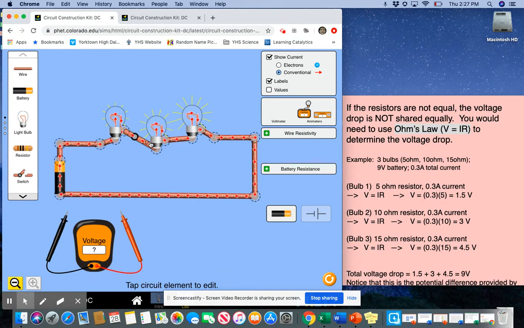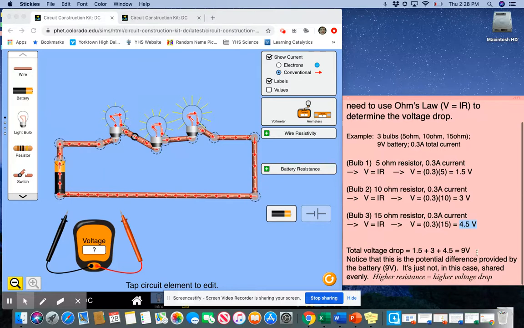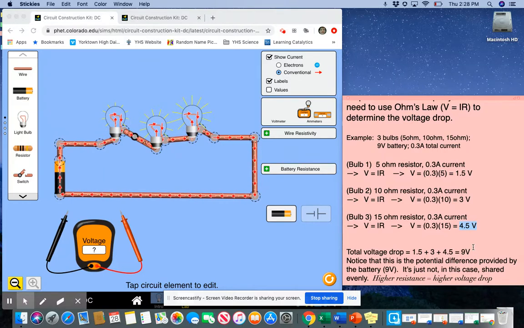But how much does each get? In this example with 3 bulbs, a 5, a 10, and a 15 ohm with a 9-volt battery, it turns out there's 0.3 amps of total current. You see the math here. Across the 5 ohm resistor, you get 1.5 volts of potential drop. Across the 10 ohm resistor, you get 3 volts of potential drop. Across the 15 ohm resistor, you get 4.5 volts of potential drop. And if you add the 1.5, 3, and 4.5, you get 9 volts, which you'll notice is the potential difference provided by the battery.